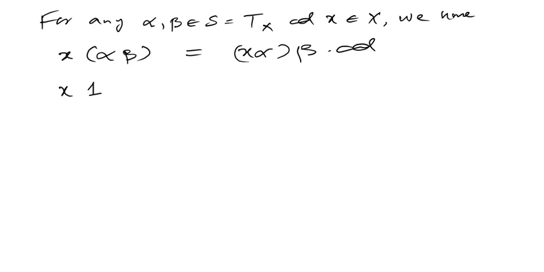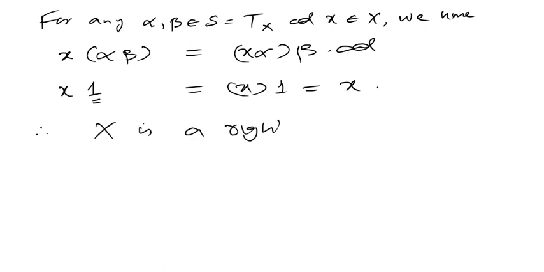Okay, that's obviously because you are defining the action by taking the image of x under this map, the identity map. This is equal to x of this identity, that's equal to x itself. So therefore it is a right S system. Therefore, X is a right S system.